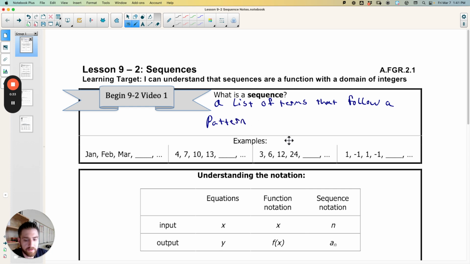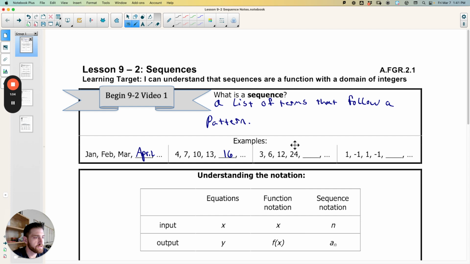So let's look at these examples right here. January, February, March, what comes after that? We're just going to say that it would be April. And then here it looks like we've got a sequence of numbers, 4, 7, 10, 13. So what do I have to add to 4 to get 7? It looks like there's a pattern here. I'm adding something to get 7, and then to get 10, and then to get 13. It looks like I'm adding 3. So the next number is going to be 16, because 13 plus 3 is 16.